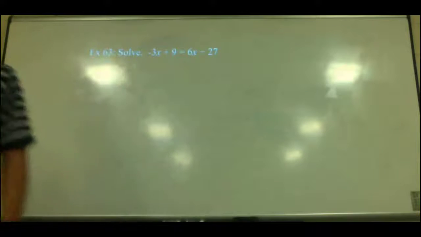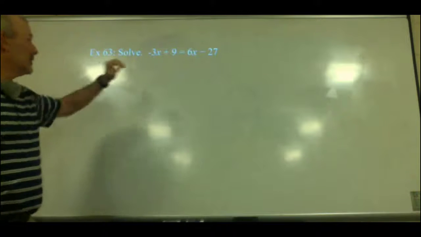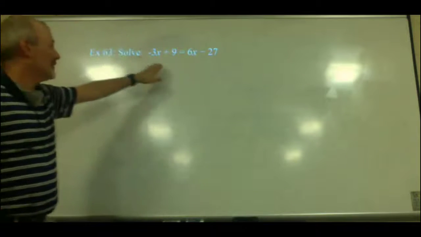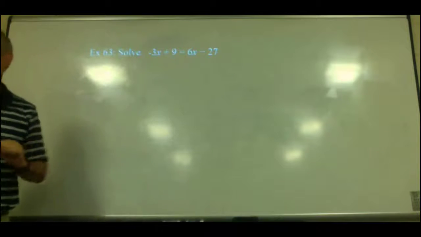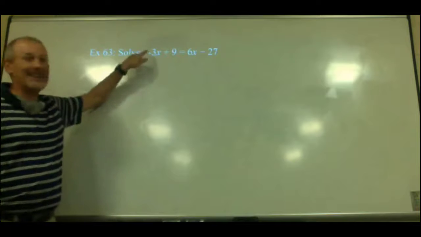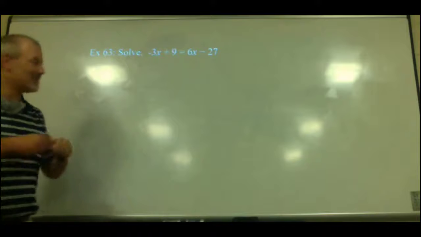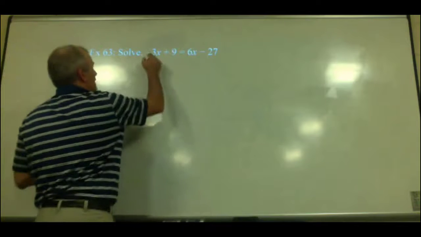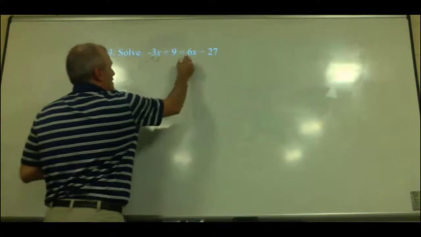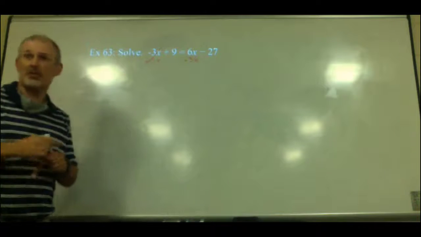Okay, we look at this one, and again, we have x's on both sides, right? So looking at this, if we want to cancel one out, you've got a -3 and a 6. Which one is the smaller one? -3. Now be careful. How do we cancel out a -3x? Plus 3x, right? Because we want to cancel it out to be 0. So plus 3x. This cancels out. That was the goal. It cancels out to be a 0.